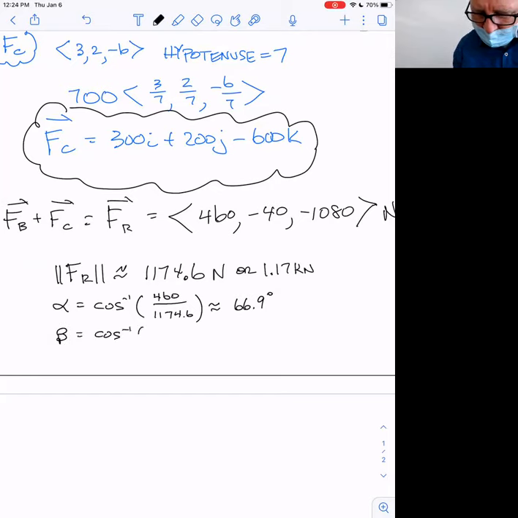Beta would be the inverse cosine of -40. I wonder what that's going to do, a tiny negative number over a really large positive number. Really close to 90. The inverse cosine of something really close to 0.